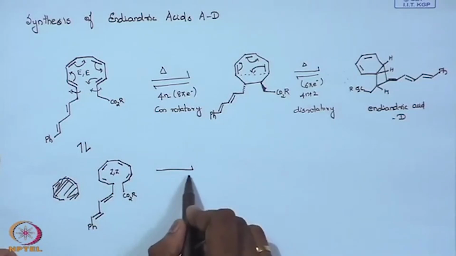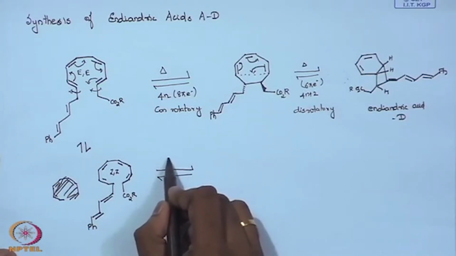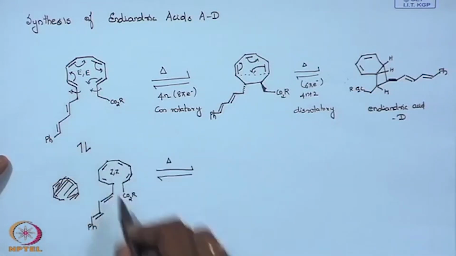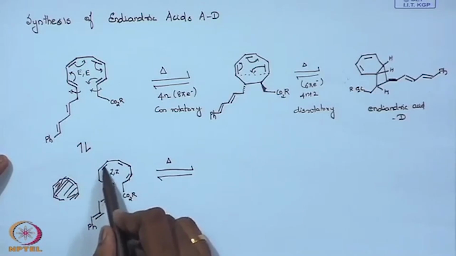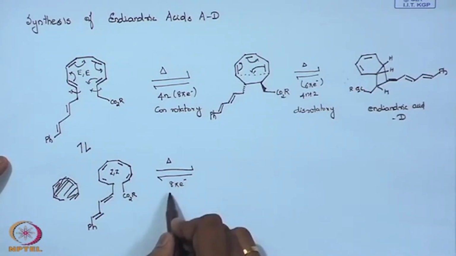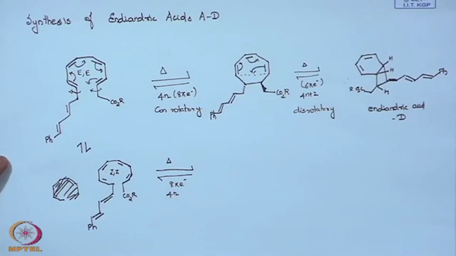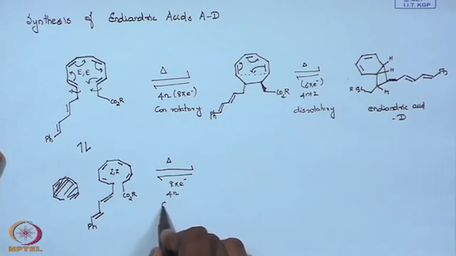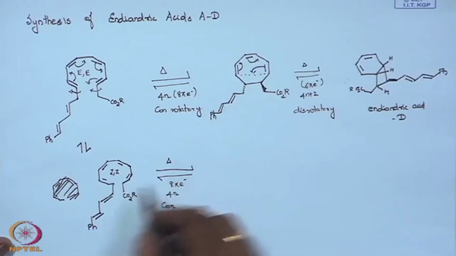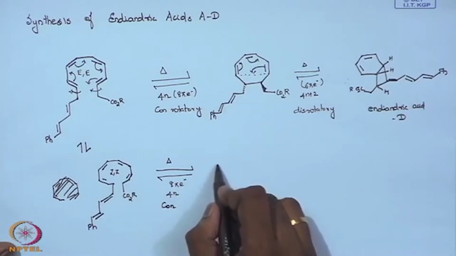I can say the same thing for you. Okay. If I heat this, what can you think about? Yes, it is a similar system. See, again it's an 8 pi electron system. Nice. So it's a 4n rule you can apply, and you can say what rotatory it is. Yes, good. Again you can write a conrotatory for this. So how the product will be in this case, it will be similar.